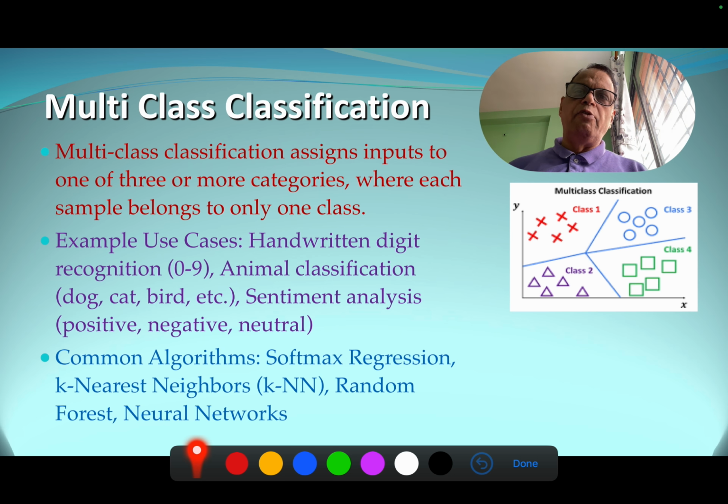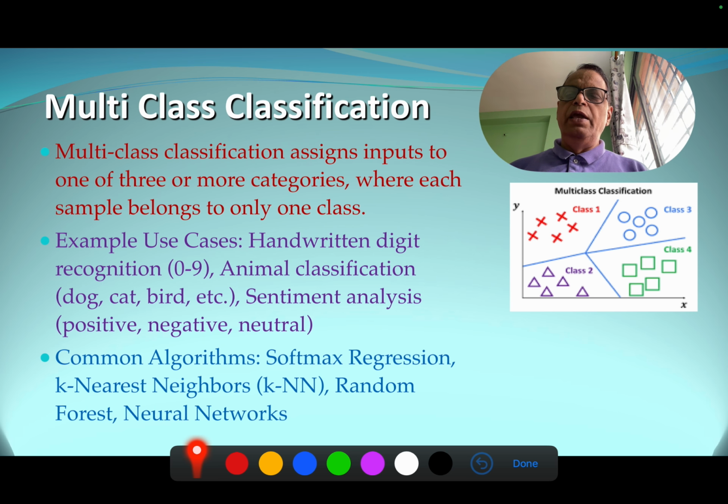There is another type of classification called multi-class classification, where there are not only two categories but more than two categories. For example, we can have class 1, class 2, class 3, and class 4. Based on the shape and the color, the input variables are classified into different categories. Each input sample will belong to only one class.